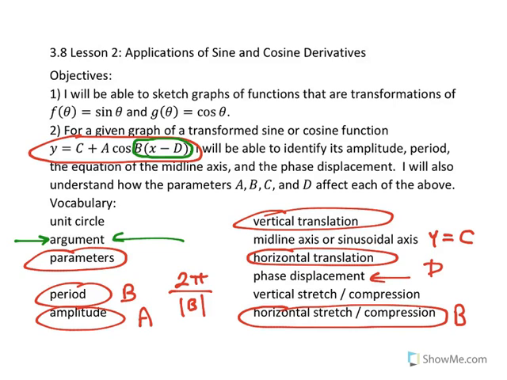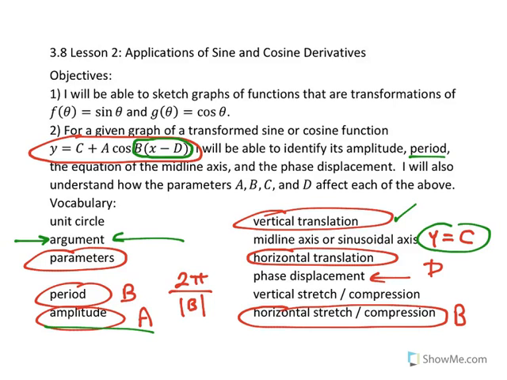So for a given graph of a transformed sine or cosine function, y is equal to c plus a times cosine or sine of b times x minus d, you'll be able to identify the amplitude of the graph, which is related to the parameter a. You'll be able to identify the period, which is 2 pi divided by the absolute value of the parameter b. The equation of the midline axis is y is equal to the parameter c, which gives us a vertical translation, and the phase displacement is equal to the parameter d. The phase displacement is also called a horizontal translation.